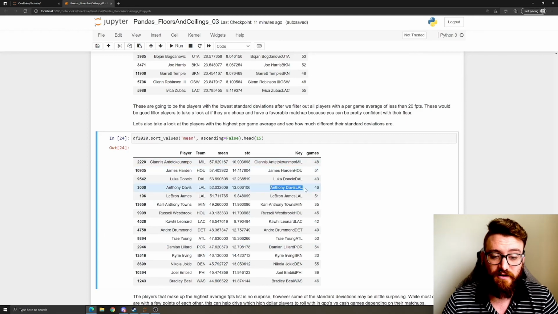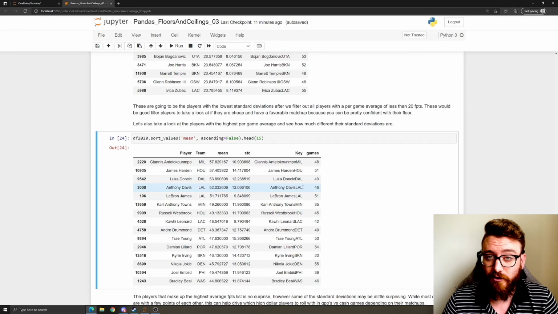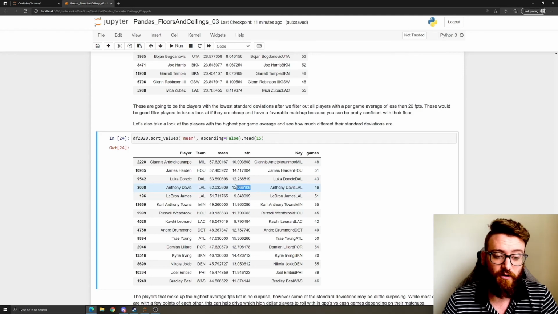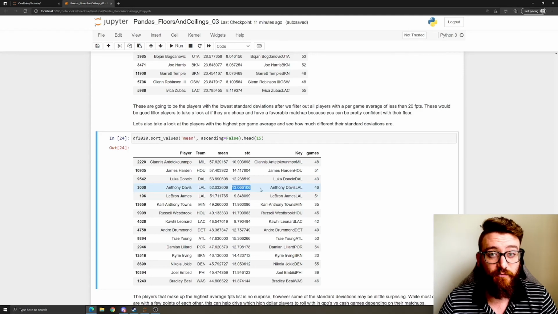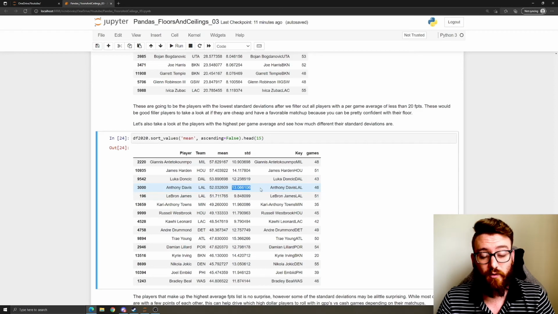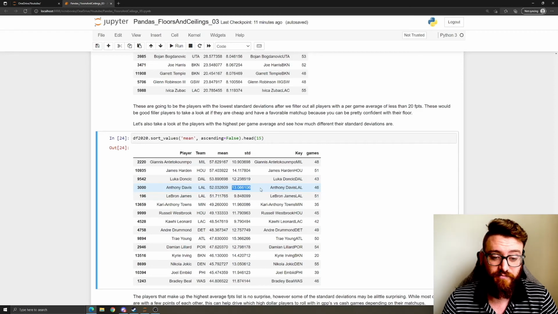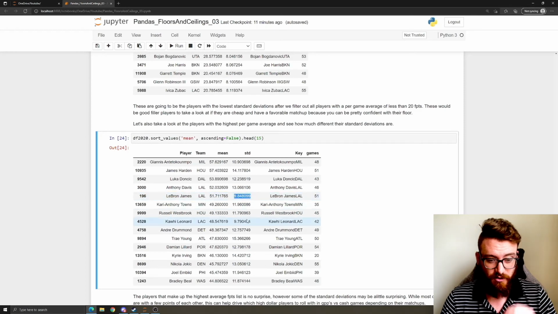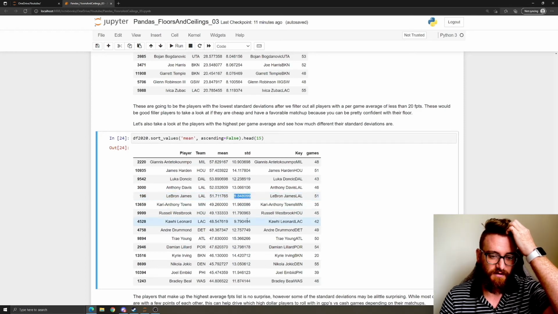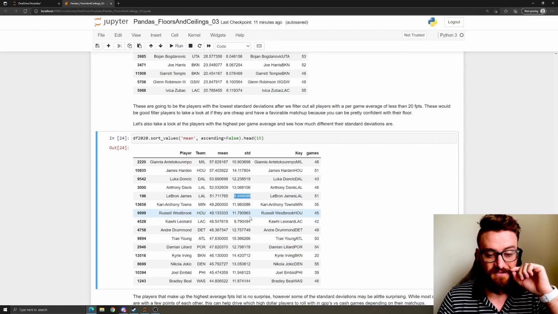So players like Anthony Davis that frequently go out early in a game are going to inherently have a higher standard deviation if minutes is not something that you're accounting for in your calculations. Whereas LeBron, he might be the lowest on this list. Nope, Kawhi is the lowest on this list. Again, not surprising. Kawhi is a very consistent performer.